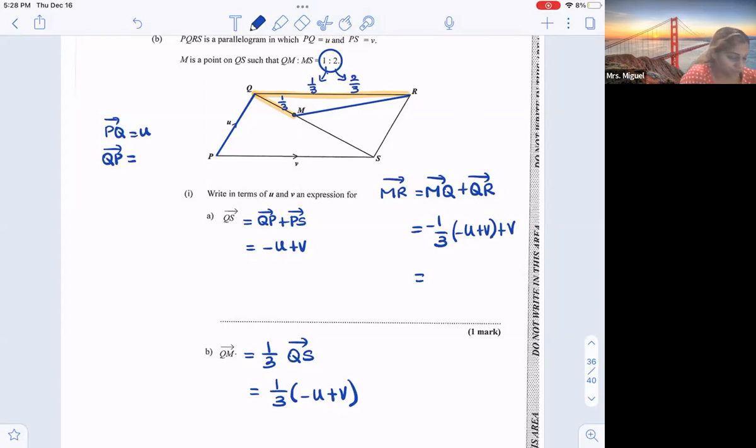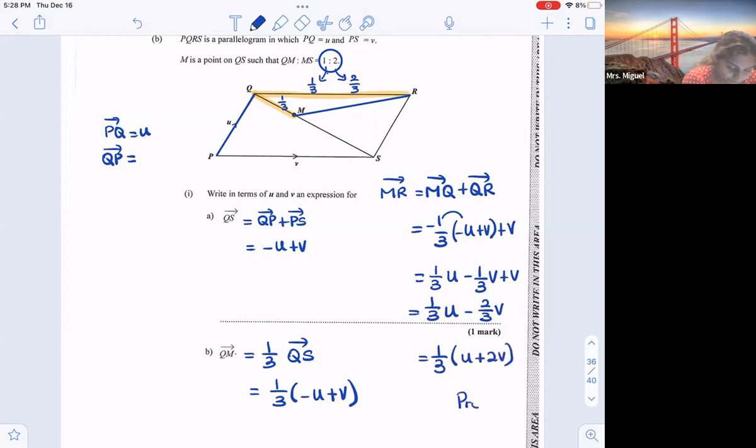Right. So watch this. 1/3 by minus 1/3 by minus U will give us 1/3 U minus 1/3 V plus V. So this will give us 1/3 U minus 2/3 V. And if we take 1/3 outside, we will get U plus 2V, which is what they asked us to show. So take it out and I will explain it a little bit in detail in a short while.